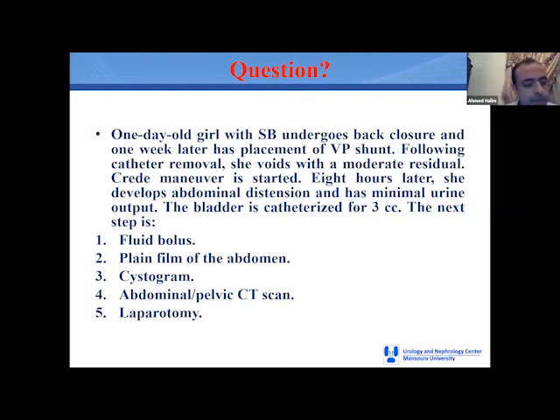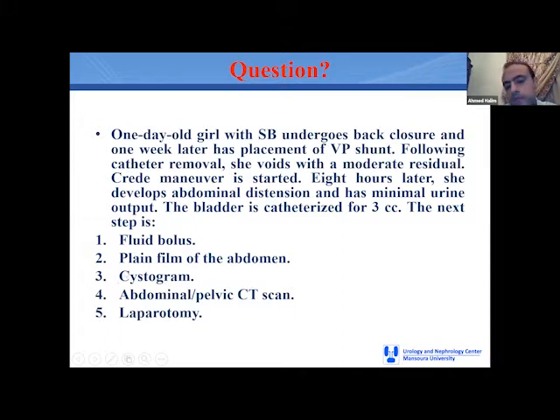I wish to incorporate these questions in the presentation, but unfortunately, we could not incorporate them. So this is just to remind you that the Credé maneuver should be avoided. It's better not to do that maneuver in any age group, particularly in the newborn, because there have been reports of bladder rupture following utilization of the Credé maneuver against the increased outlet resistance. So you're just attempting to increase the bladder pressure against the increased outlet resistance, and this pressure is transmitted to the upper tract. And as I mentioned, it could even lead to bladder rupture, especially in newborns.